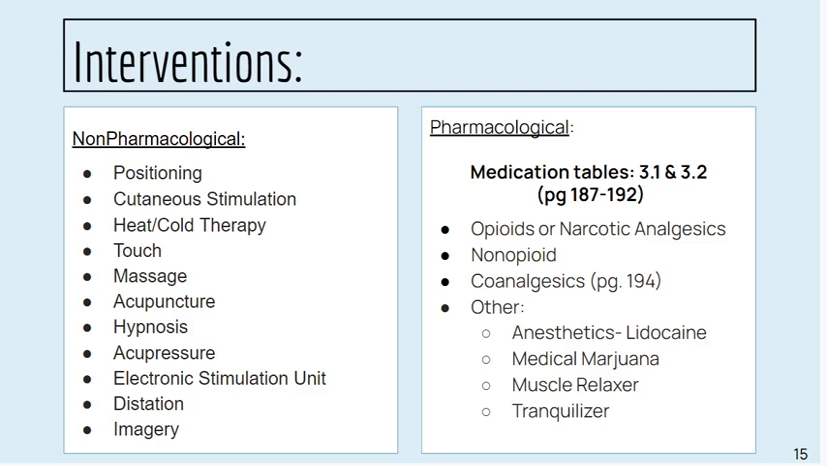Desensitization and then imagery obviously can help refocus the patient away from the pain.